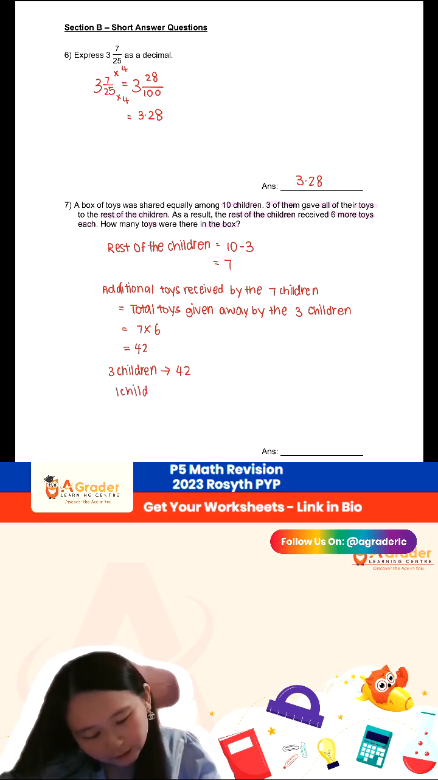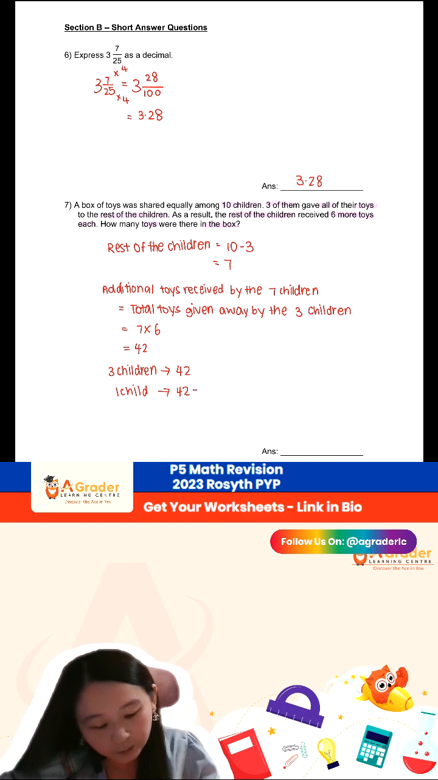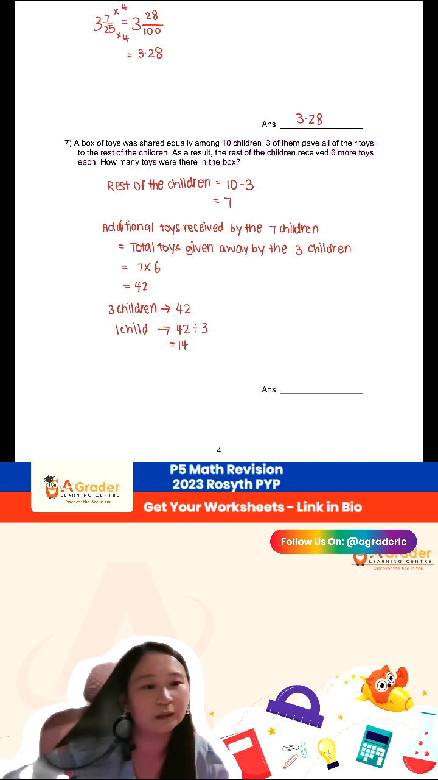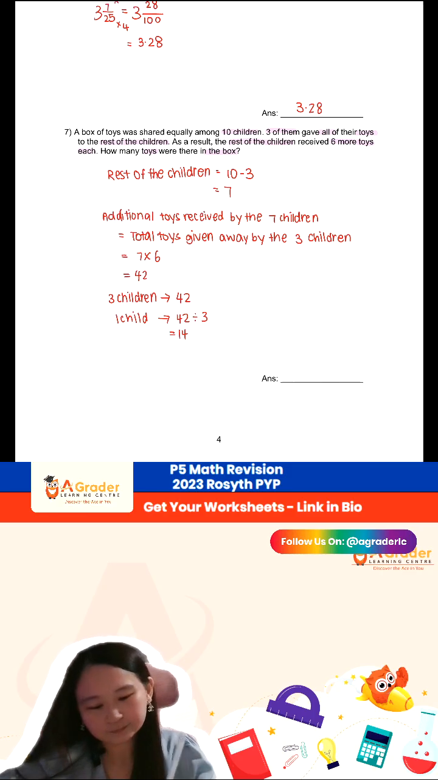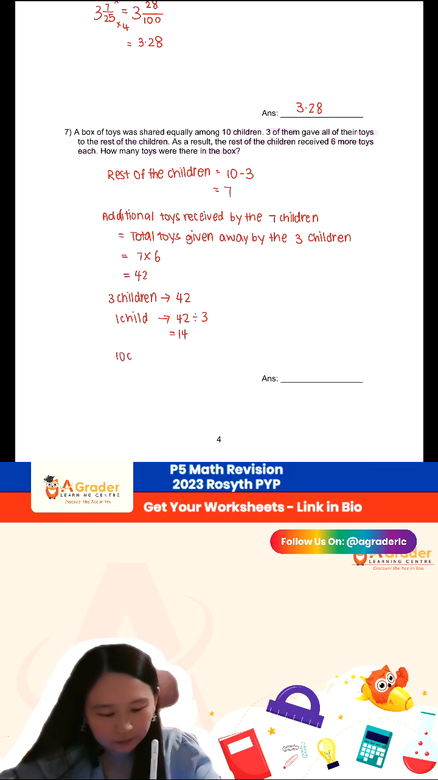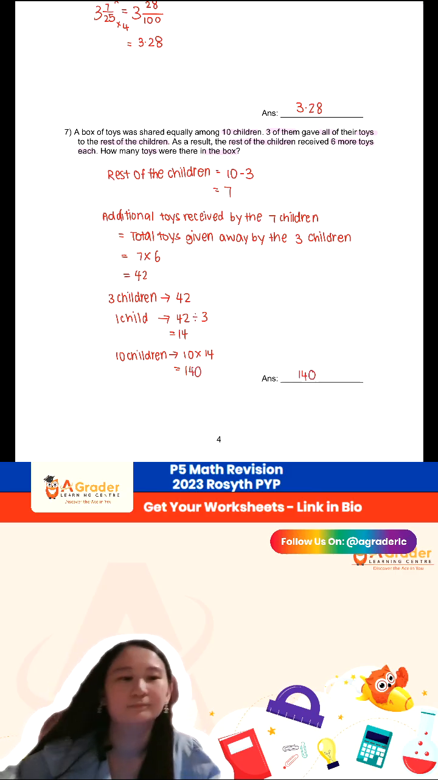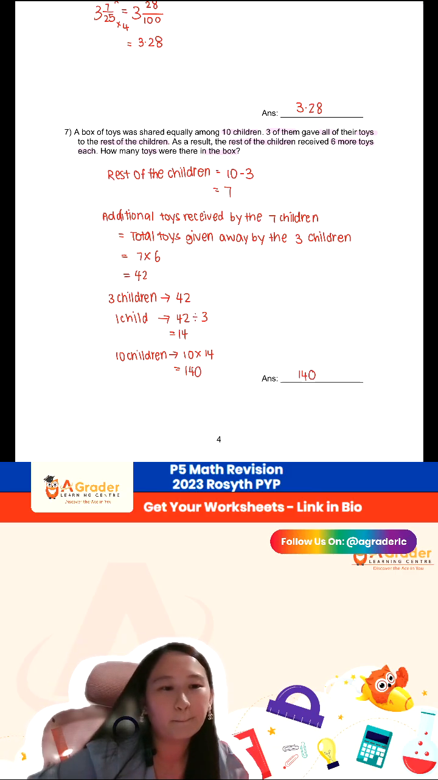So we can find one child. We divide by 3. Means each child received 14 toys. Yep, correct. There are 10 children. So we take 10 times 14 to find the number of toys in the box. Good job.